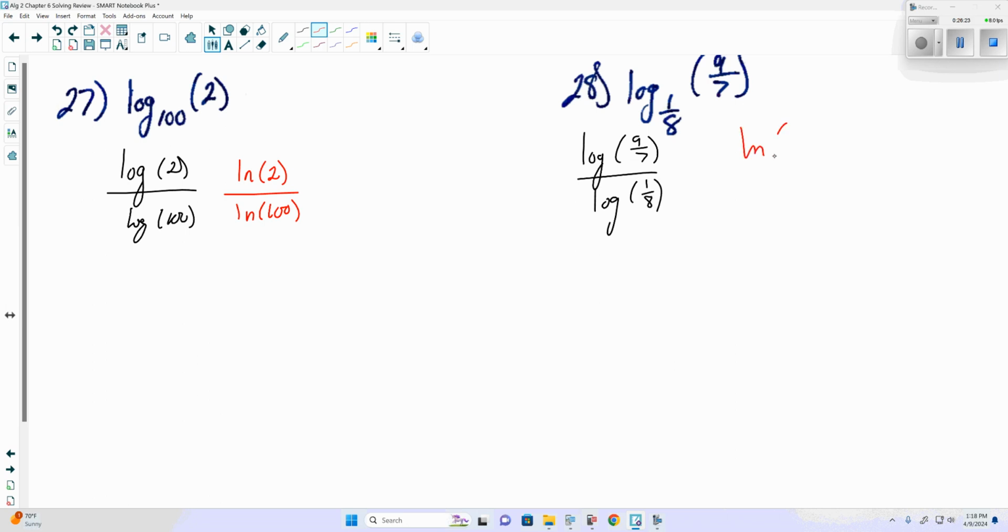Or it would be the natural log of 9/7 over the natural log of 1/8. Everyone just used to say that. I thought it was so funny. Yeah, and that's it.